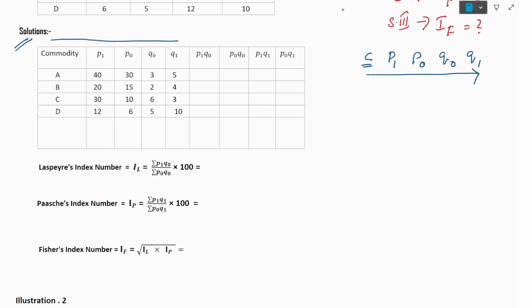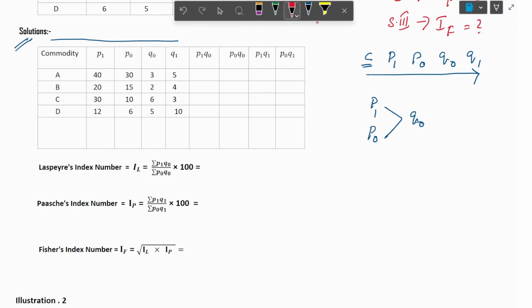Now, what are the next columns? This depends upon your formulas of IL and IP. That is, IL numerator and IP numerator. See here, what is IL numerator? P1, Q0, and denominator P0, Q0, next P1, Q1, and P0, Q1. Therefore, these 4, I'll show you how to write. See here, what we are going to do? P1 and P0 you multiply with Q0. What will you get here? If you multiply P1 and Q0, you will get P1 Q0, right? Next, you get P0 Q0. That means here you first write P1 Q0, next P0 Q0.